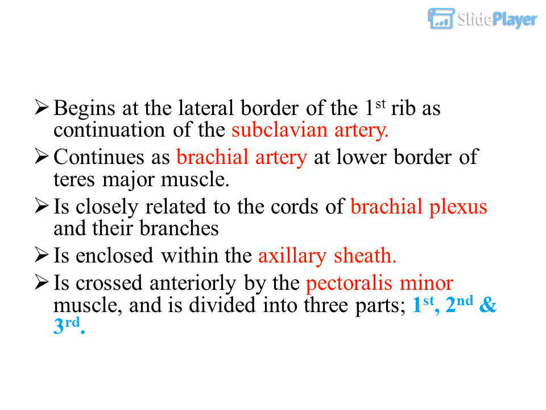The axillary artery begins at the lateral border of the first rib, as a continuation of the subclavian artery. It continues as the brachial artery at the lower border of teres major muscle. It is closely related to the cords of the brachial plexus and their branches, and is enclosed within the axillary sheath. It is crossed anteriorly by the pectoralis minor muscle, and is divided into three parts: first, second and third.